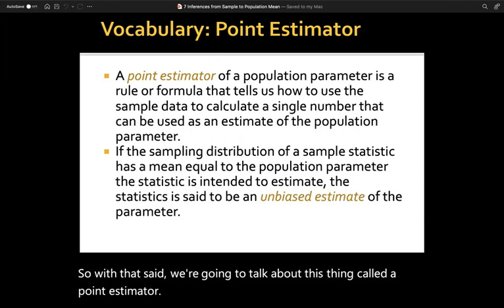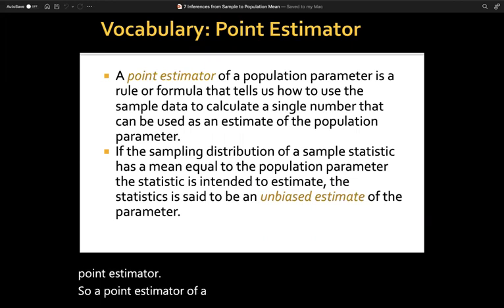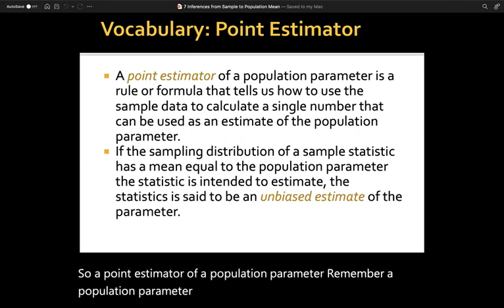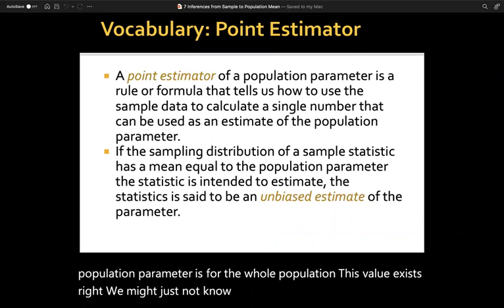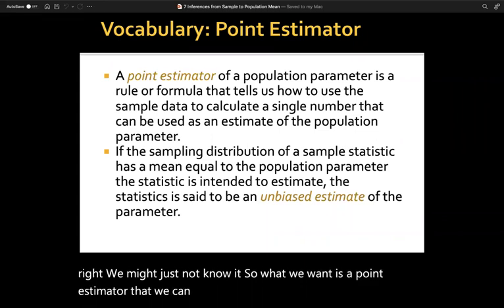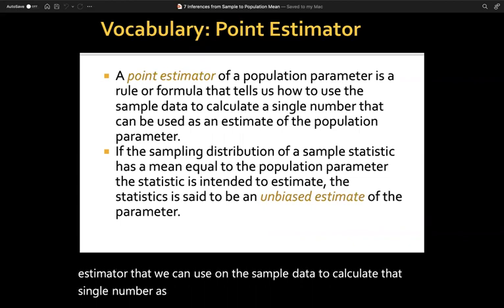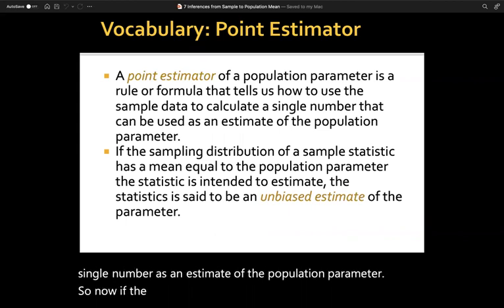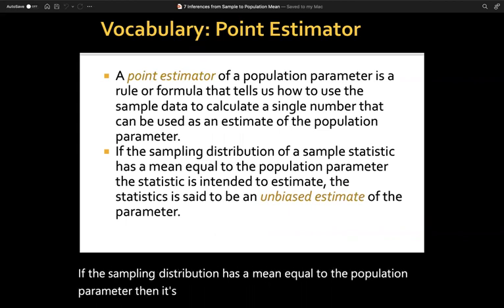So a point estimator of a population parameter, remember, a population parameter is for the whole population, this value exists, right? We might just not know it. So what we want is a point estimator that we can use on the sample data to calculate that single number as an estimate of the population parameter. So now if the sampling distribution has a mean equal to the population parameter, then it's said to be an unbiased estimate of the parameter.